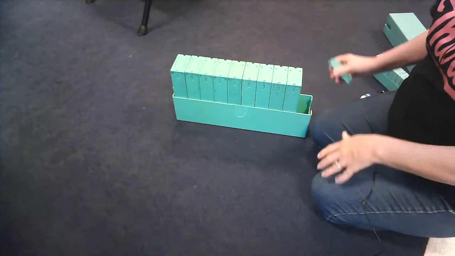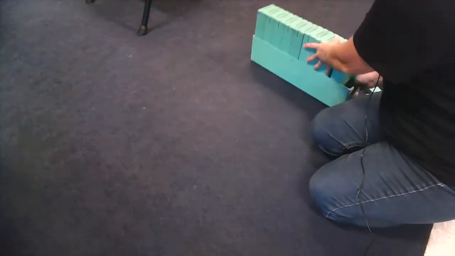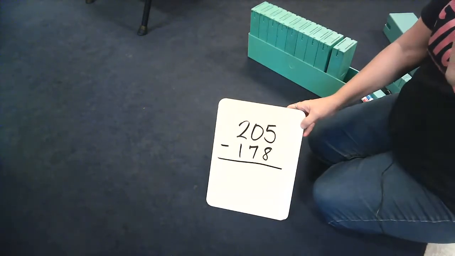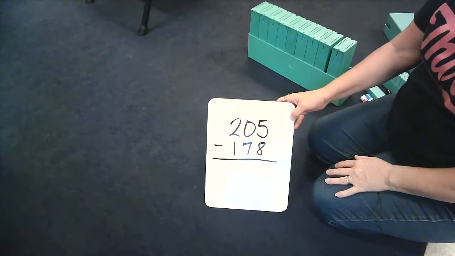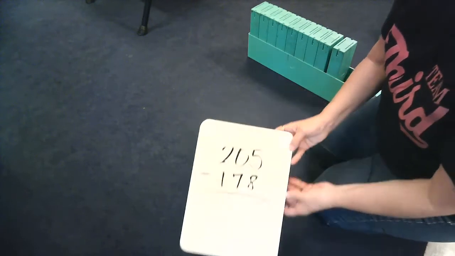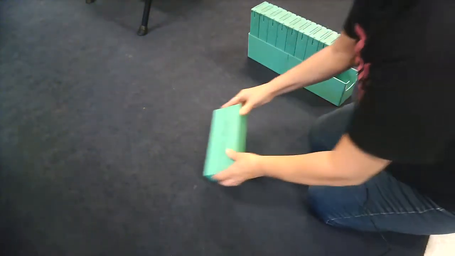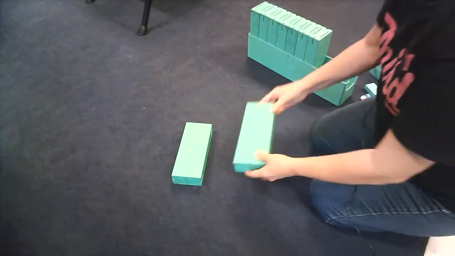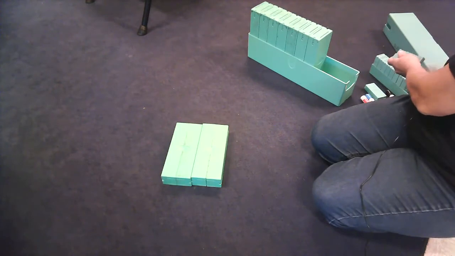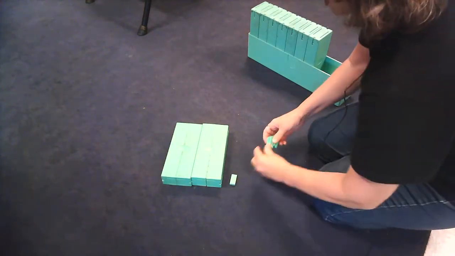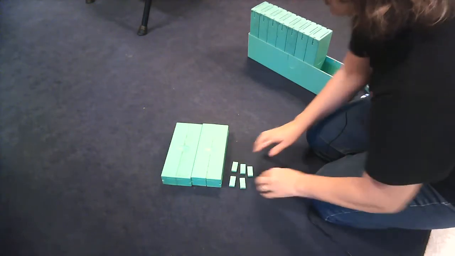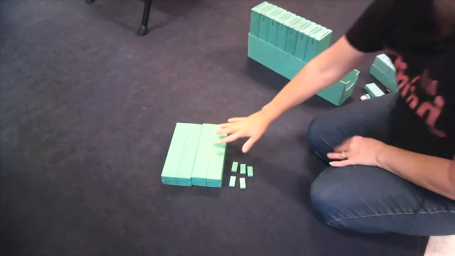Okay? We're going to do two more examples using the Digi Blocks and regrouping. The first equation that I've made for you is 205, take away 178. I have to begin with 205 pieces, so I'll show you that. This is 100. This is 200. And 1, 2, 3, 4, 5 pieces. There you see the number 205.